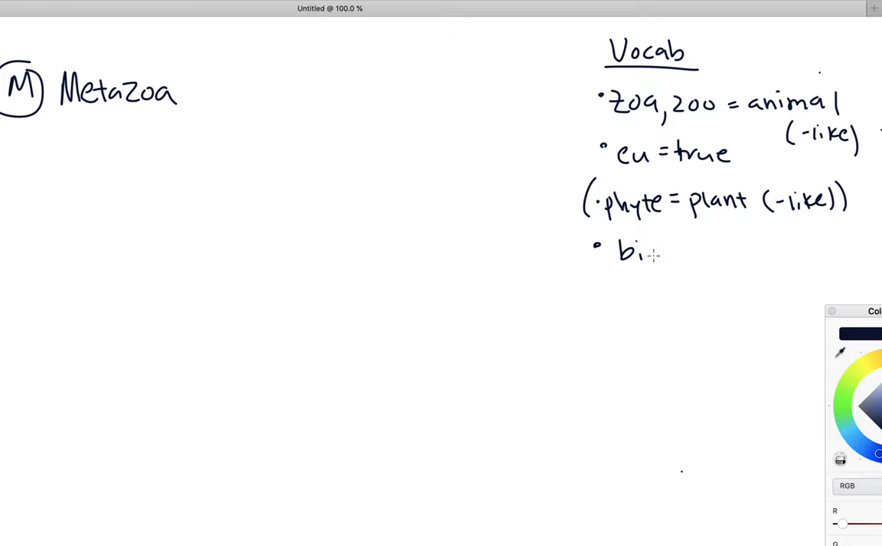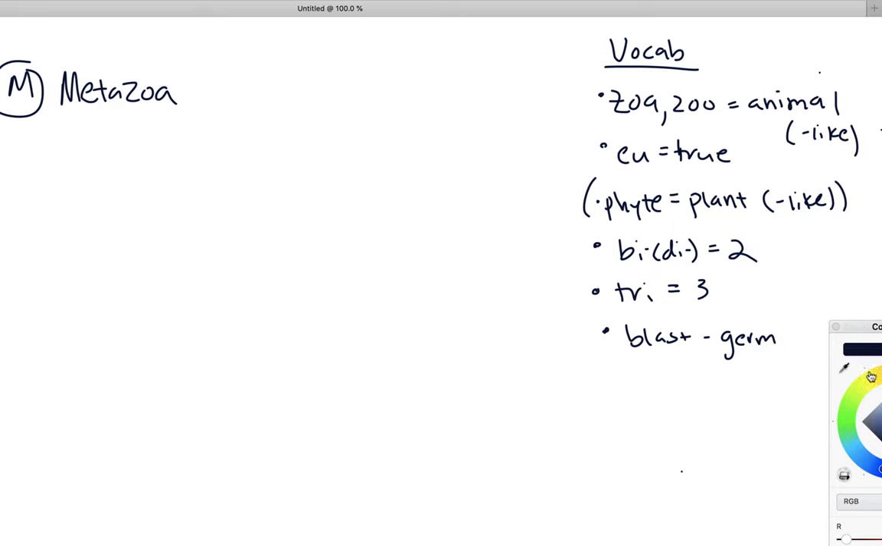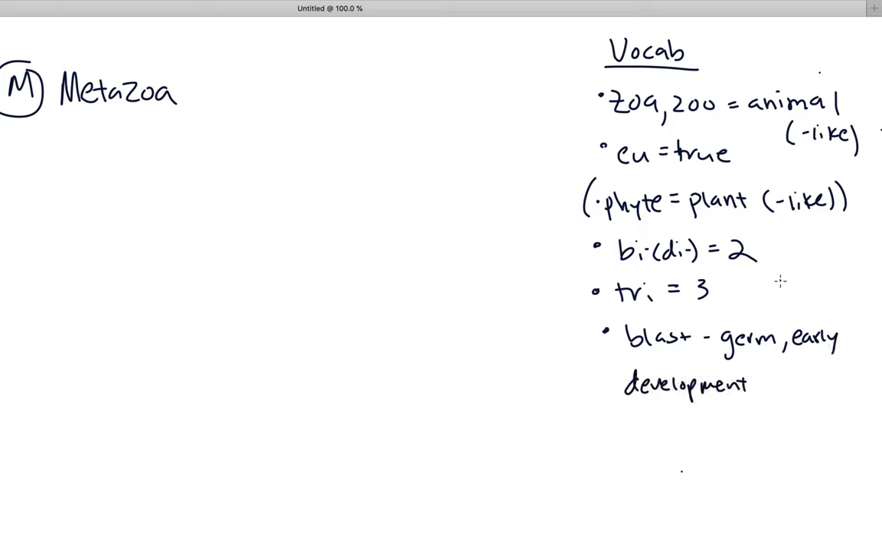Bi or di both mean two. Tri means three. Blast means germ. Germ means early development. It's not specialized or differentiated yet. Not specialized.